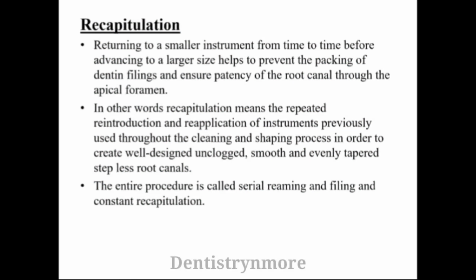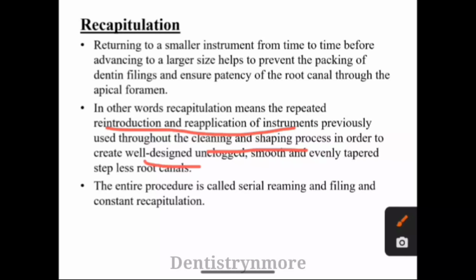Next one is recapitulation. Returning to the smaller instrument from time to time before advancing to the larger size helps in preventing the packing of dentin filings, and it ensures the patency of the root canal through the apical foramen. In other words, recapitulation means the repeated reintroduction and reapplication of instruments previously used throughout the cleaning and shaping process, in order to create well-designed, enclosed, smooth and evenly tapered stepless root canals. This entire procedure is also called serial trimming and filing, and constant recapitulation.